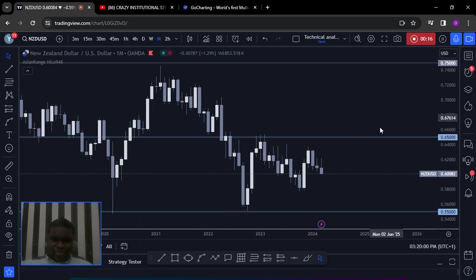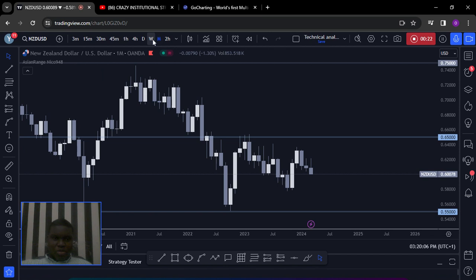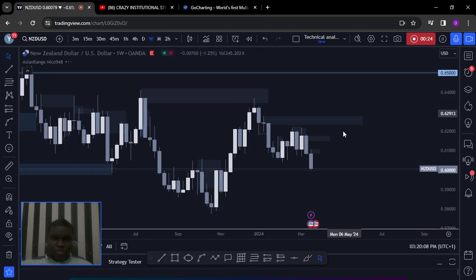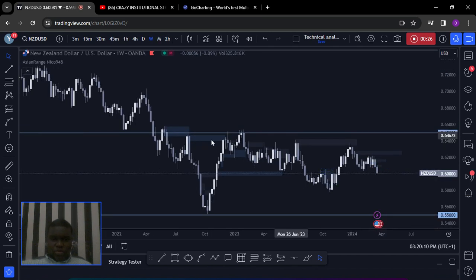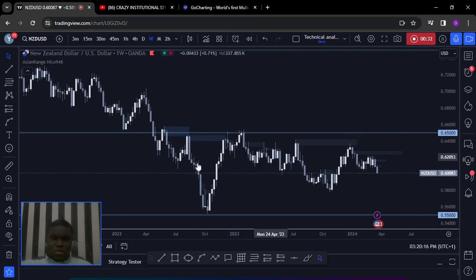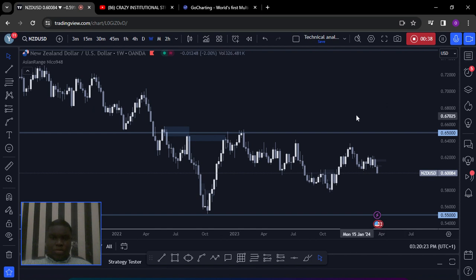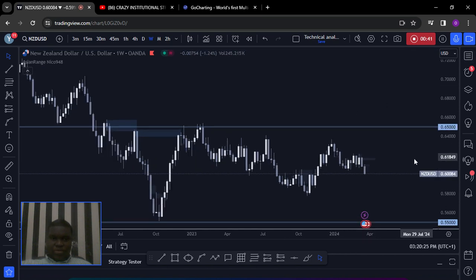What's good? I'm breaking down a trade idea I have on NZD USD. So start on the weekly time frame. First clear out all of this. View. So what you notice on the weekly time frame, let me remove this one. I'm not using it.